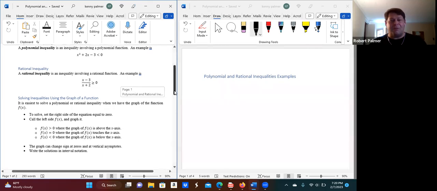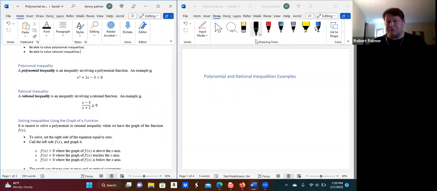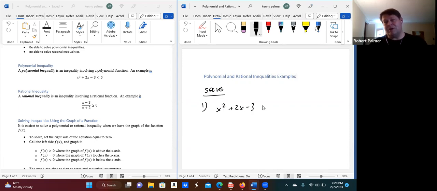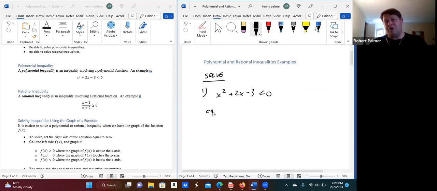Let's take a look at a couple of the polynomial inequalities first and see how they work. And actually, we'll start with this one. So directions, I'll say to solve. So number one, let's just do that. x squared plus 2x minus 3 is less than 0. So we're going to call the left side f of x. And we're going to graph it.